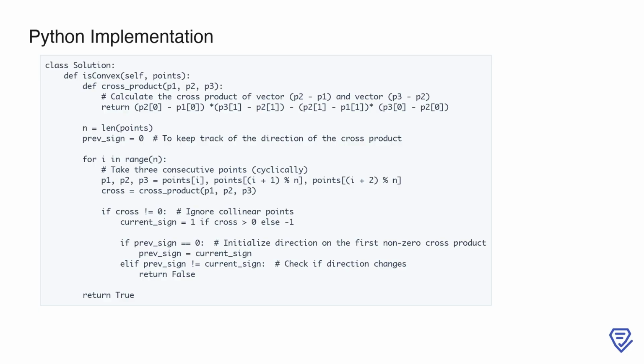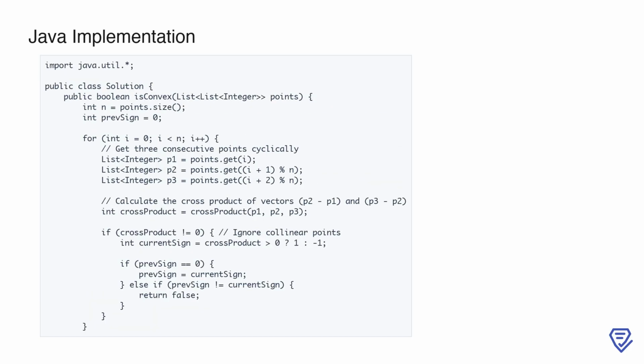This algorithm ensures that the polygon's convexity is determined efficiently, iterating through the points in O(n) time, where n is the number of vertices in the polygon. Here, we have the Java implementation of the solution, starting with the method isConvex. The method takes a list of points as input, where each point is represented as a list of 2 integers for its x and y coordinates.